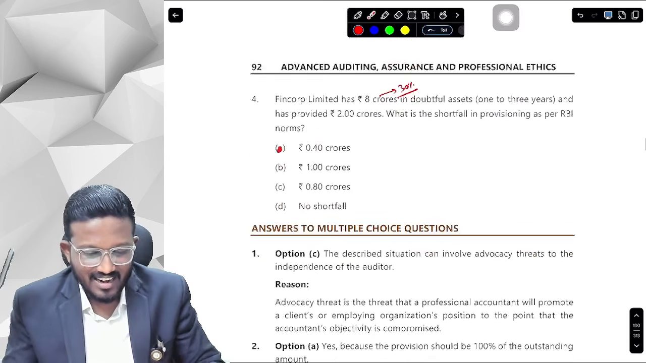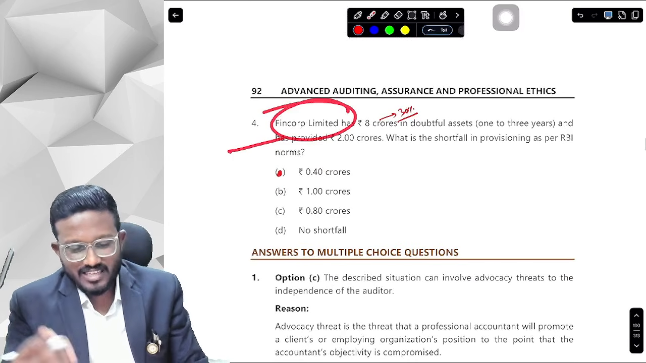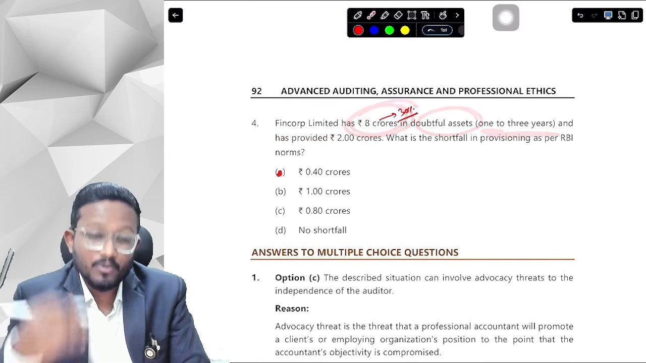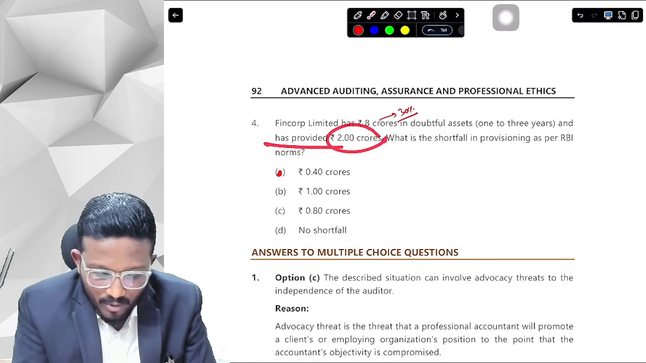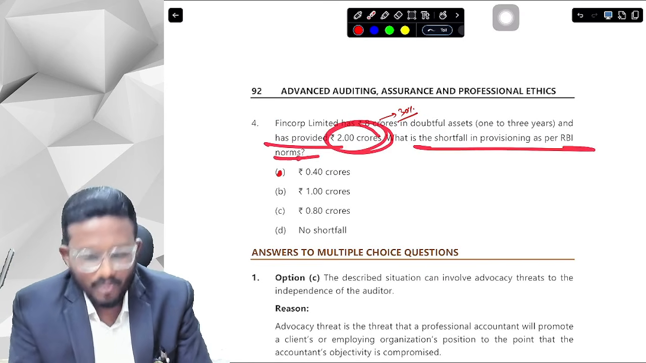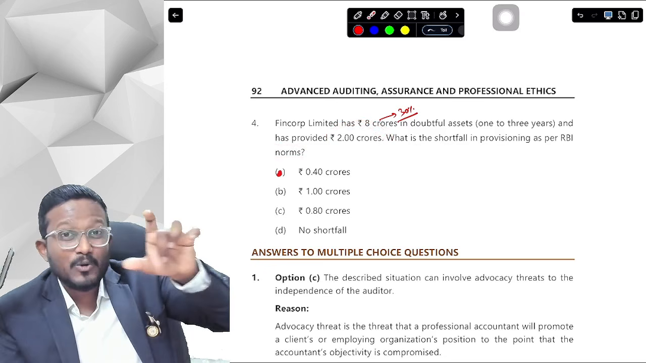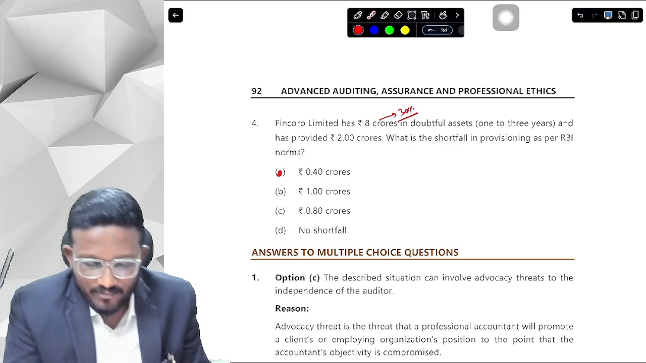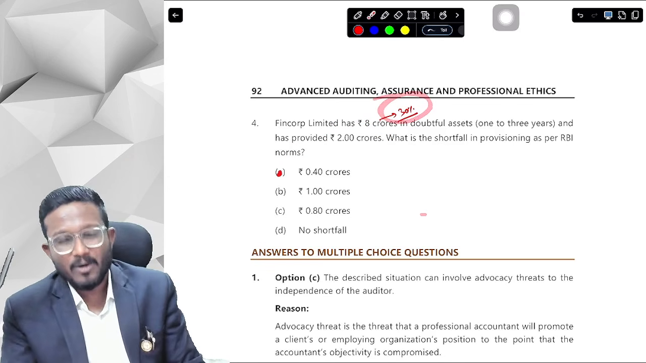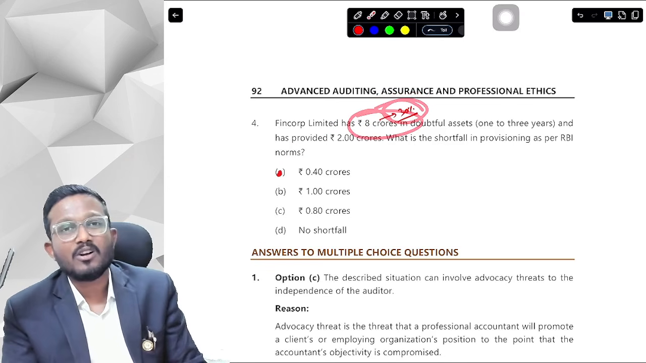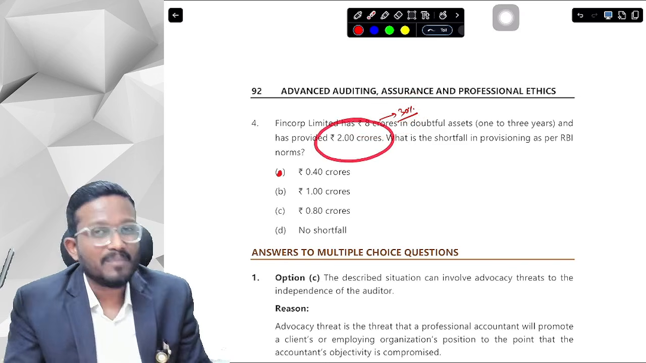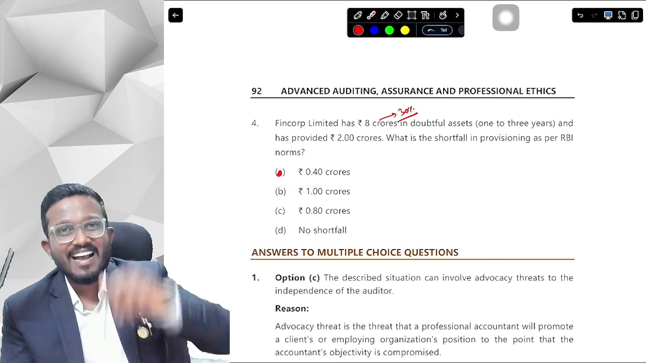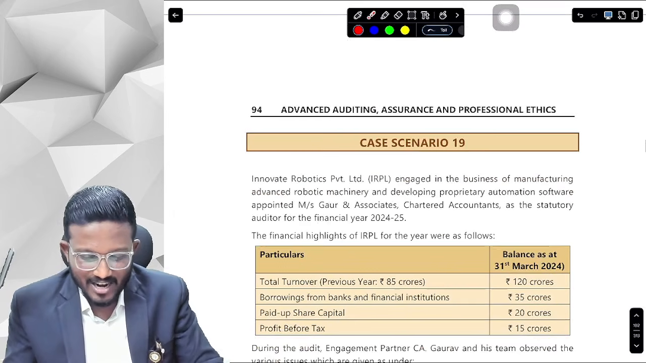Okay, yes sir. Next is there is a Fincop Limited, obviously an NBFC, which has 8 crore in doubtful asset of 1 to 3 years, and it has made a provision of 2 crore. What is the shortfall in provisioning? So basically if there is a D2 category and that is of 1 to 3 years, then the provision to be made is 30% of your asset amount. So 30% of 8 crore is what, sir? 2.4 crore. You have already made the provision of 2 crore, then there's a shortfall of 0.4 crores. Okay, yes sir. This was your case scenario number 18.